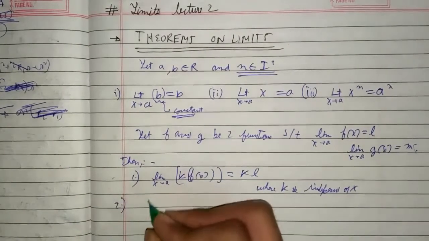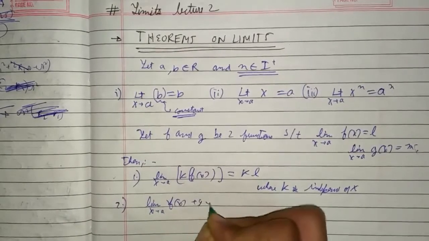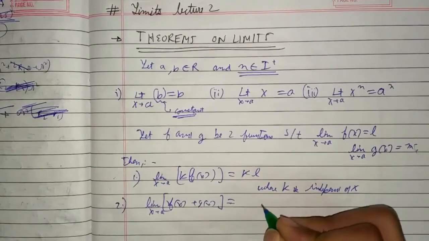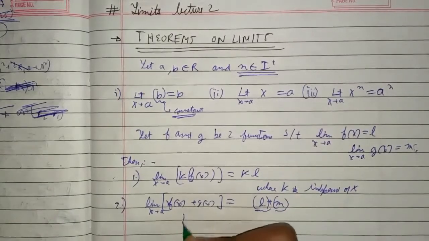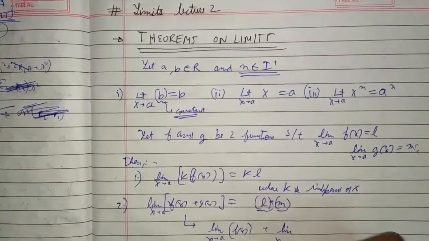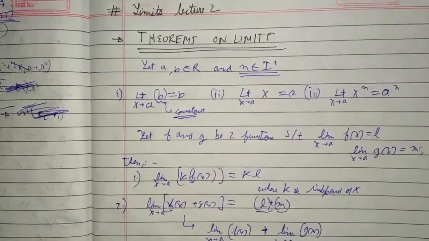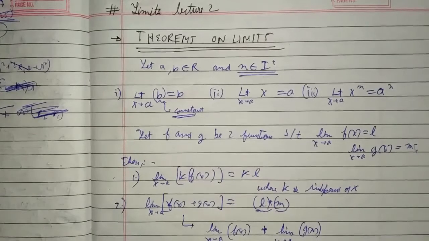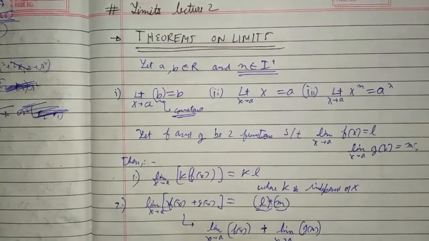And second is the limit x tends to a of f(x) plus g(x) is equal to the sum of their individual limits, that is equal to l plus m. That means we can break it into limit x tends to a of f(x) plus limit x tends to a of g(x). Here we should pay attention that the limit of the sum of the two functions is equal to the sum of their individual limits. This will always hold.